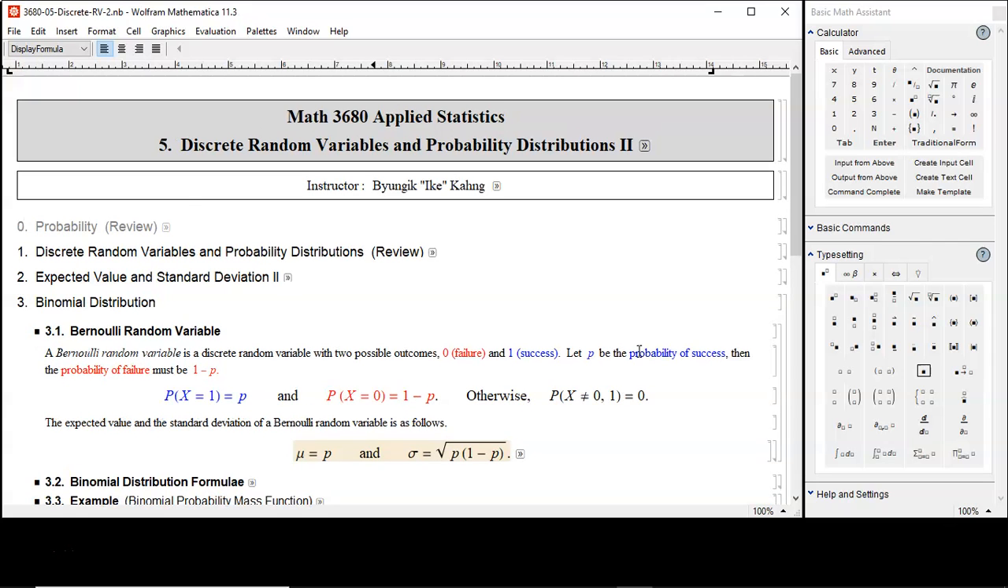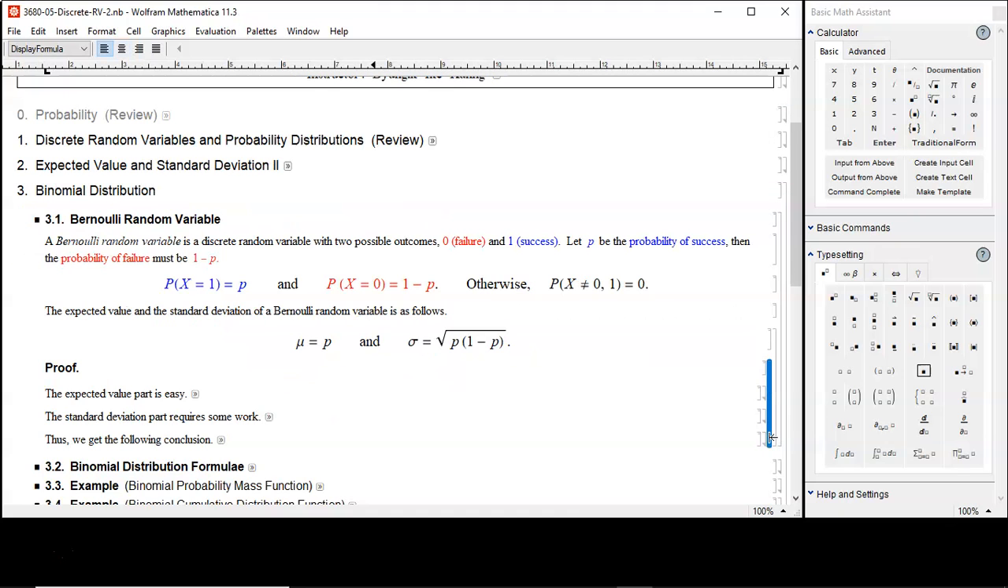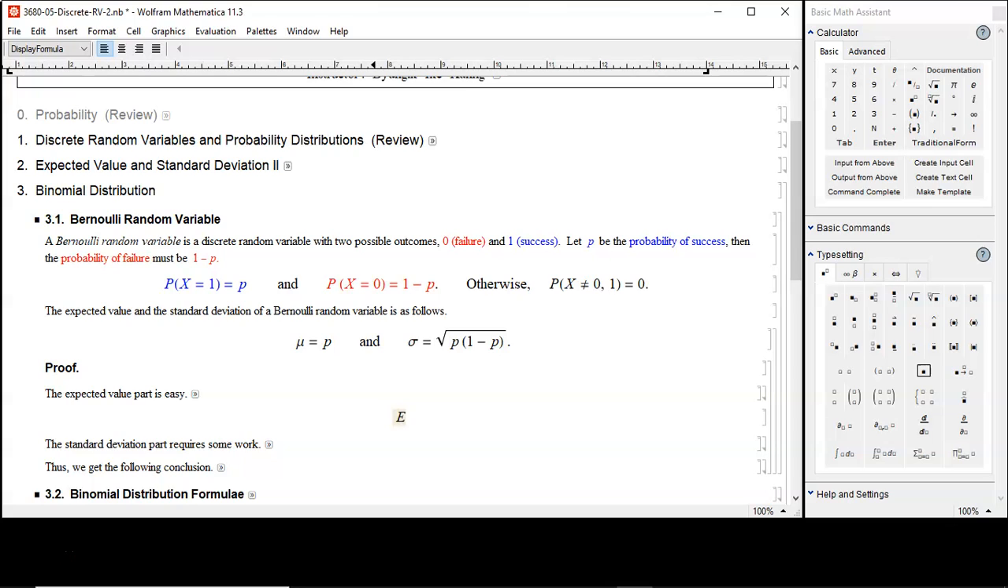Now, if you're not interested in the proof, just fast forward a little bit. If you are, then stay here and let's go through the proof. It's not too difficult. Let's calculate the expected value. What is the expected value? First outcome times first probability plus second outcome times second probability, third outcome times third probability, and so on, right?